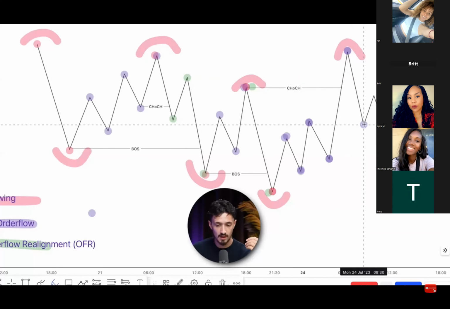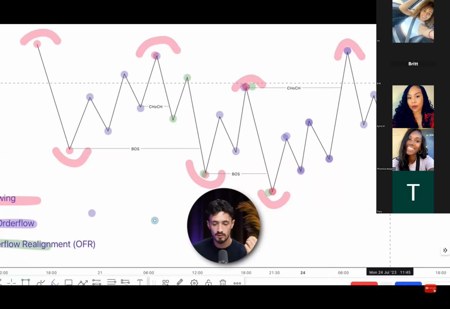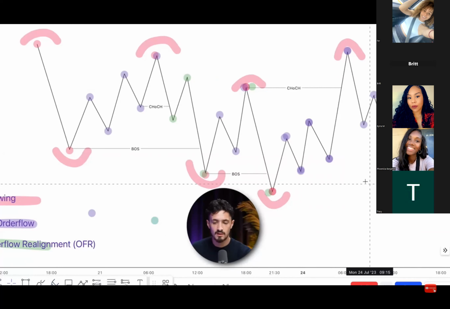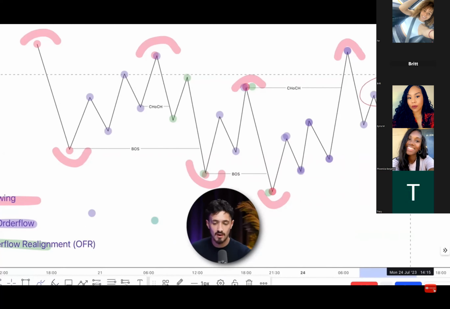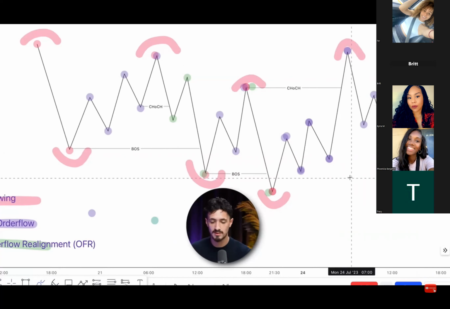We see price puts in a low, lower high, and lower low. So we know we're in a pullback phase right now because the order flow is putting in lower lows and lower highs. But then what happens? Order flow realigns itself right here because we have our internal change of character to the upside. Remember, that right there is our indication that this high is going to be taken out. So we have a conclusion into where price is heading before price is even headed there.